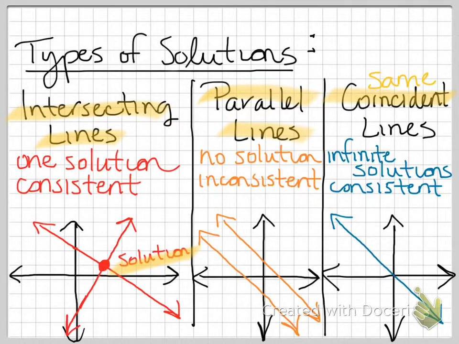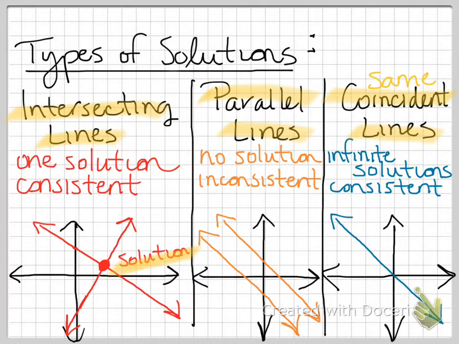Okay, and then the last one is called coincident lines. Coincident just means the same. Okay, so what would happen is you would graph 2 equations and they would turn into the same line. And you'll see examples of this. But graph 2 equations, they end up being the same line. So down at the bottom in blue, I only have 1 line drawn because I had 2 equations, but they were the same line.